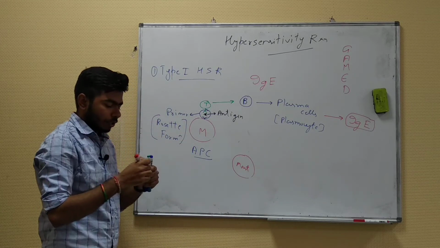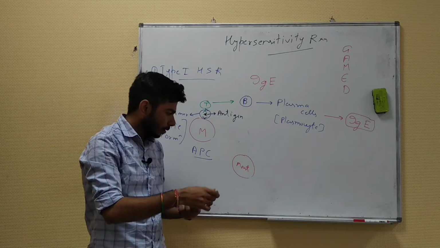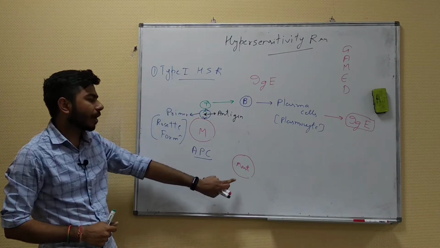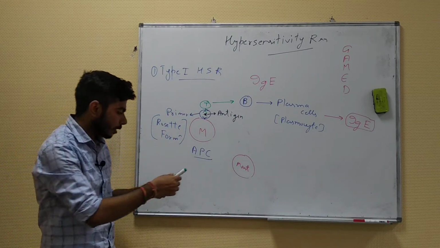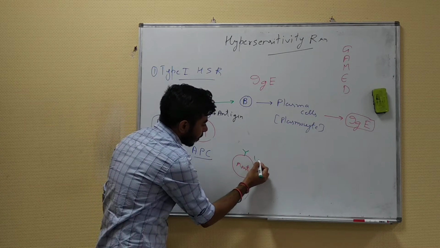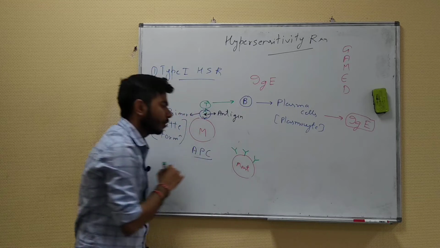Okay, now these mast cells, you know, immunoglobulin is there. Immunoglobulin will be binding to these mast cells. Okay, so let's say these immunoglobulins will be binding to these mast cells. These are the immunoglobulin E.